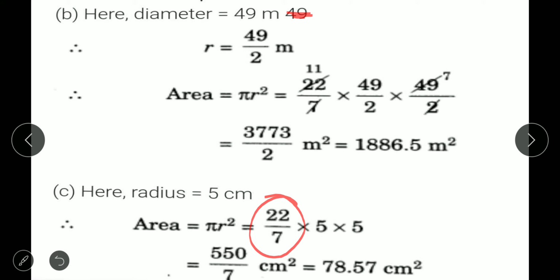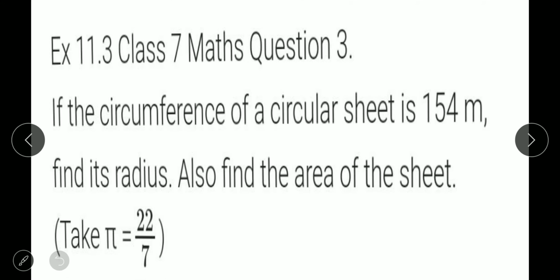Now simply multiply the numerators because nothing can be cancelled. The numerator is not divisible by any number of the denominator, any particular table. So simply multiply numerator and denominator. Numerator 22 into 5 into 5 gives 550 upon 7 in the denominator, and after dividing you will get 78.57 centimeter square as the unit. So here we have completed question number 1 and question number 2.